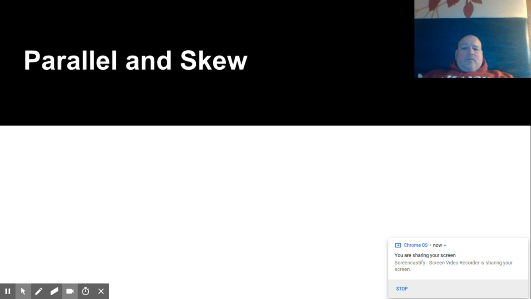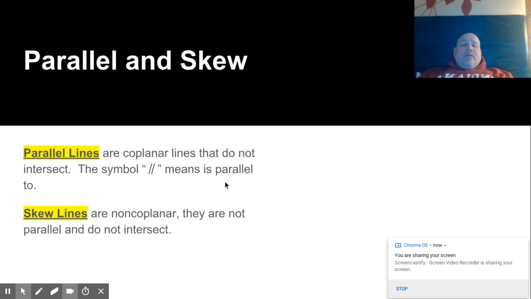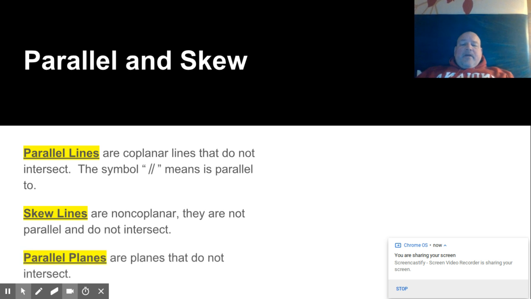Parallel and skew. Parallel lines, we all know, are coplanar lines that do not intersect. The symbol for parallel is this thing that kind of looks like an 11 or two lines going up and down. Skew lines are non-coplanar. They are not parallel, but they do not intersect. And parallel planes are planes that do not intersect.